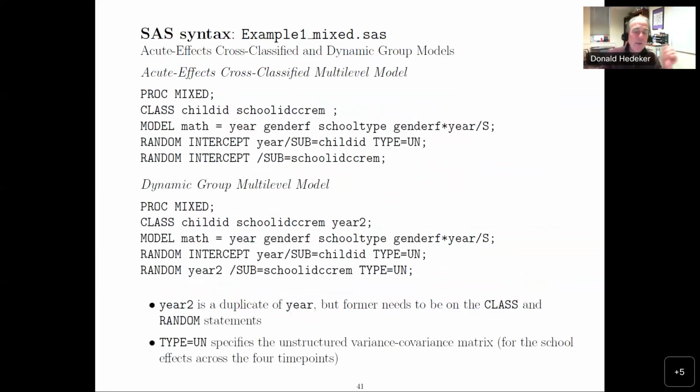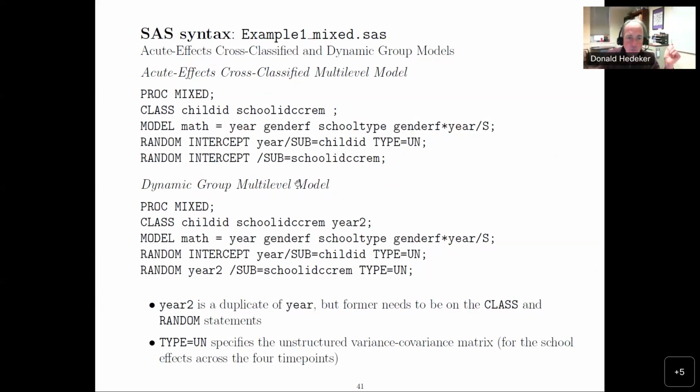Okay, so here shows the difference between the acute effects model, which I've just run, and this dynamic group multi-level model that I want to do. In the acute effects model, I just have a random intercept, and it estimates one variance for the clustering. So it assumes it's the same across time.